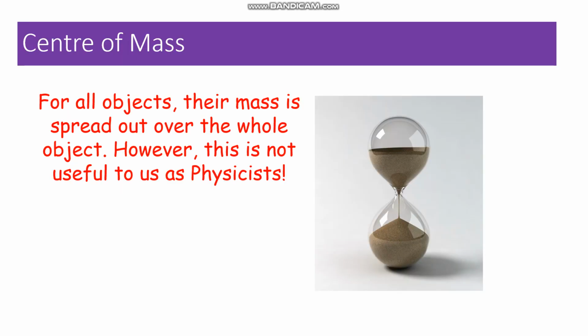Okay, for all objects then, their mass is spread out over the whole object. However, this isn't very useful to us as physicists. For example, if you're designing buildings that don't want to topple over in the wind, it's important that we know where this centre of mass is.